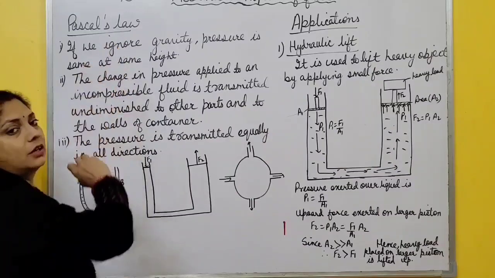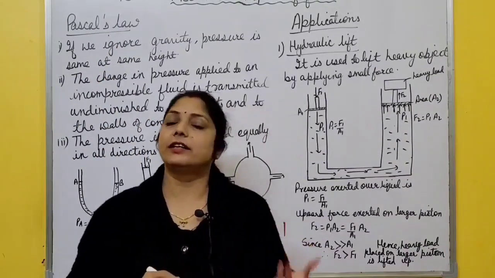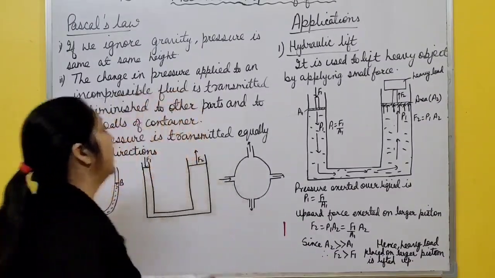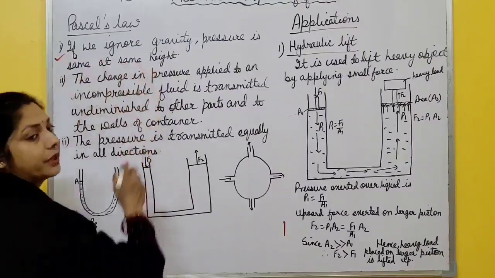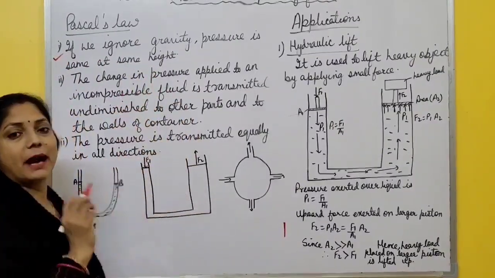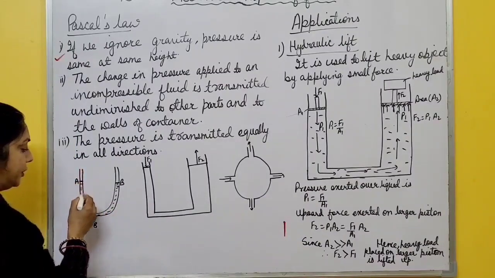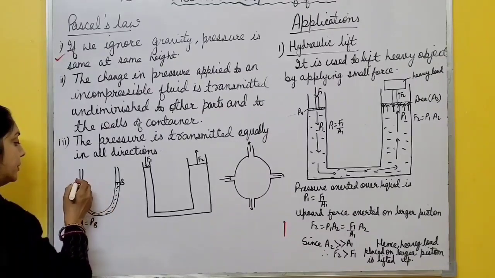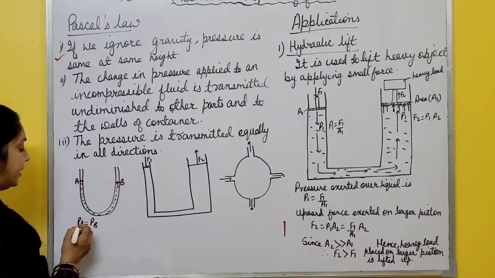Now Pascal's law. This law and its application is very important, right? This law tells how pressure can be transmitted in a liquid. It can be stated in a number of ways. The first one is, if we ignore gravity, pressure is the same at the same height. Suppose this is a U-shaped tube and in this one liquid is filled, right? So here at point A and at point B, at both points the pressure is the same.